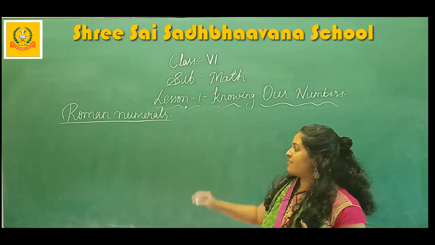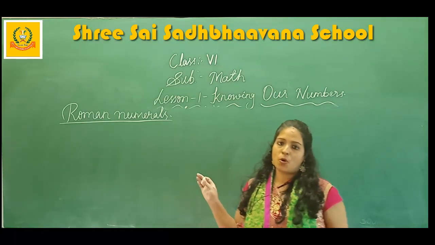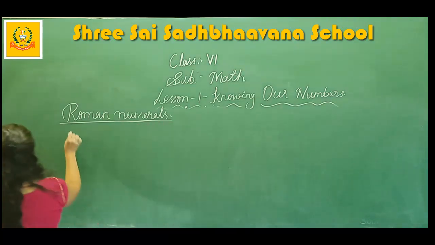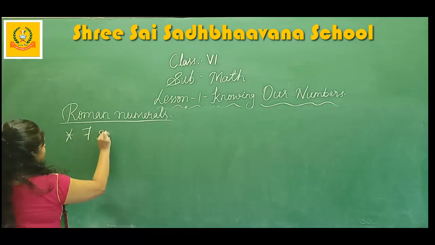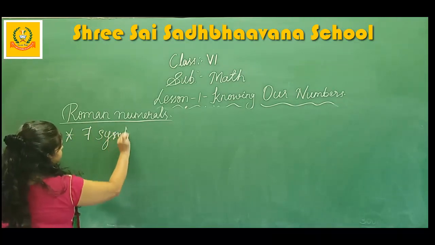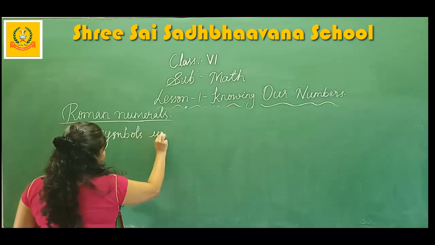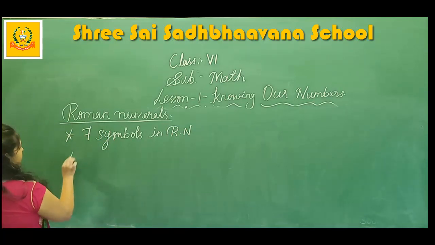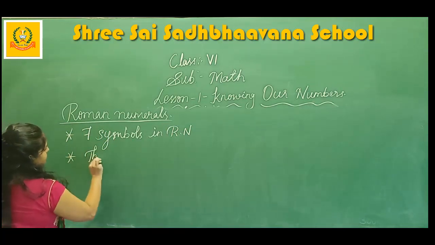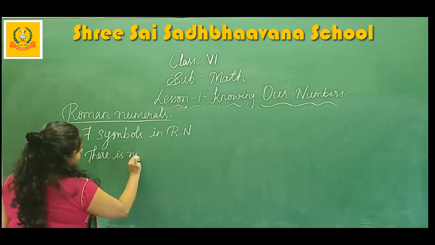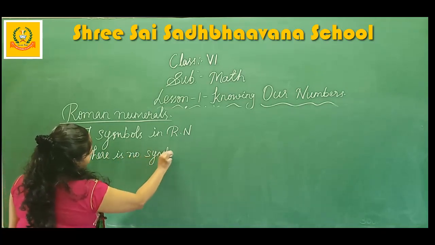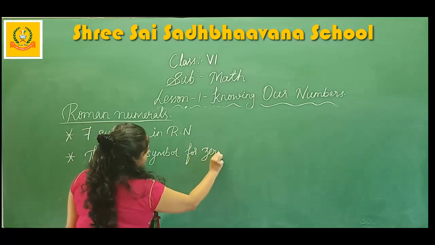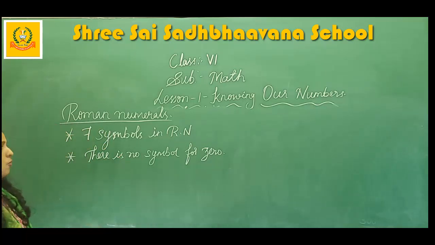Using 7 symbols, we can frame the Roman numerals. There are only 7 symbols in Roman numerals. And there is no symbol for 0.